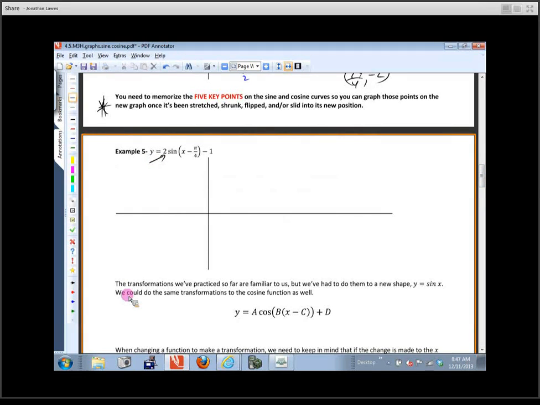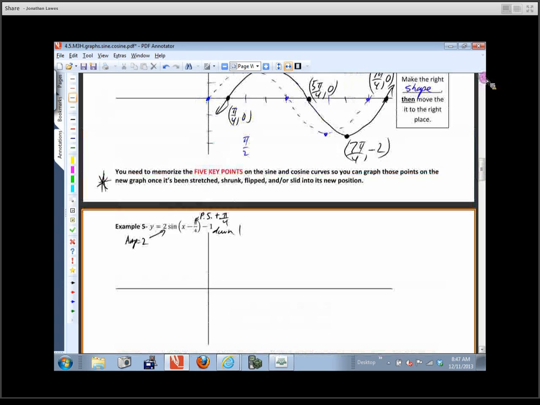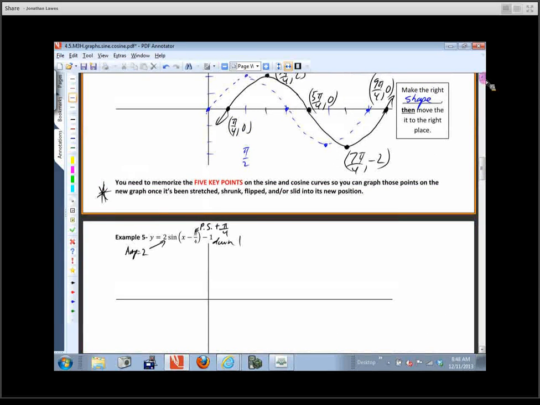What does the 2 do for us? Okay, that's going to tell us what the amplitude is. It's a vertical stretch. That negative pi fourths is a phase shift of plus pi fourths, so it's going to move it to the right. And what does the minus 1 do? Okay, we're going to go down 1. So I'm going to slide this here so we can see that last one.